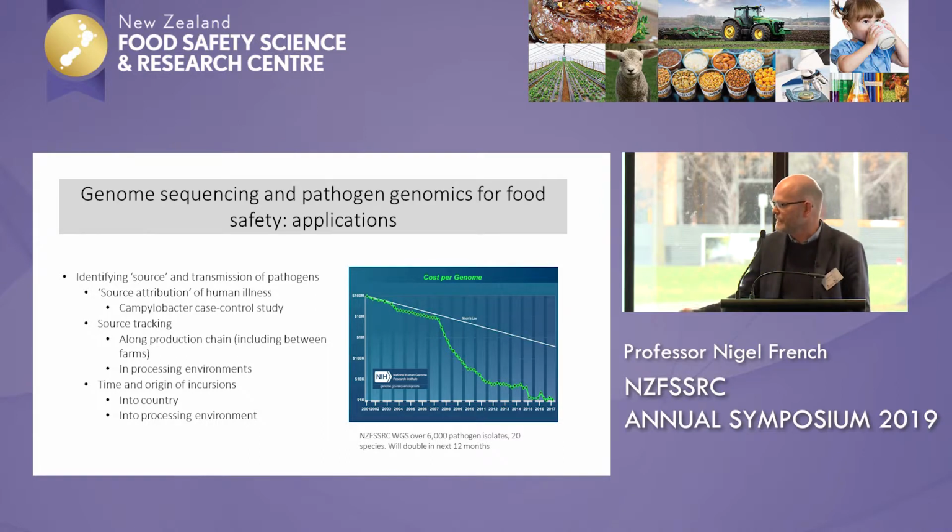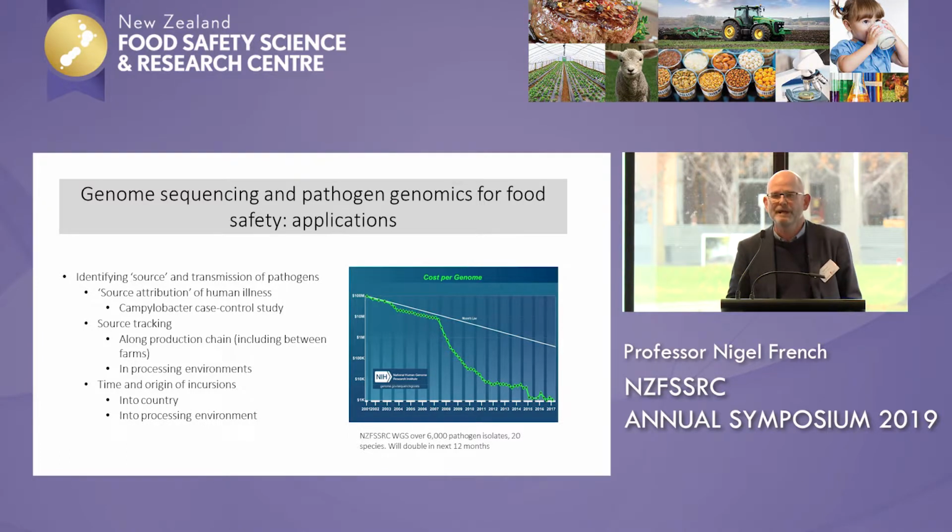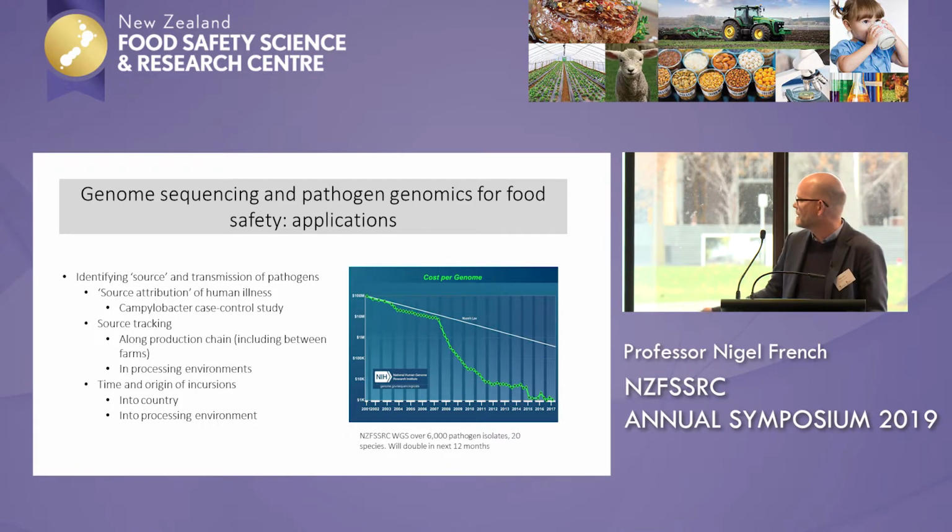Now this is the slide showing how much the cost has come down over the last decade or so. It's dramatically reduced. So we are able to sequence, depending on whether you want it done quickly or whether you want it done over a longer period of time, the cost of sequencing can vary somewhere between $150 up to $600, $800 per isolate. So certainly the cost is dramatically reduced.